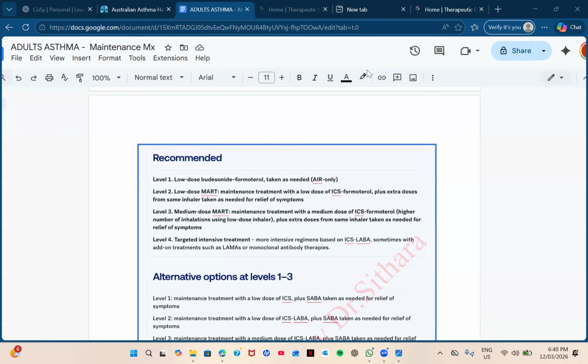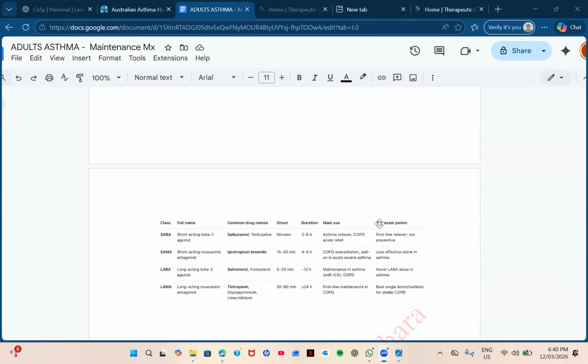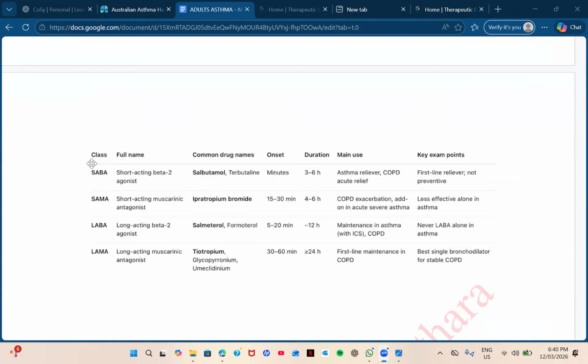Then LABA: formoterol and salmeterol, right? Then LAMA: tiotropium, right? It's very easy, doctors. Anyone who has a problem with that, please take a screenshot of this and just remember the drugs. Please keep these things in your mind.